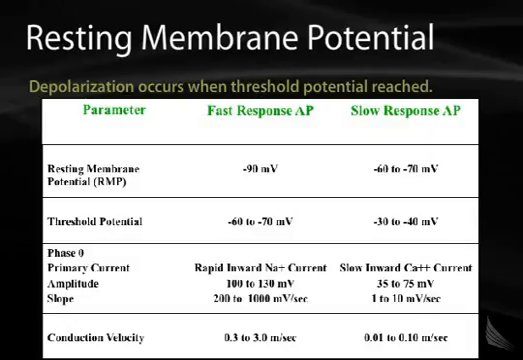This slide summarizes the resting membrane potentials, the threshold potentials, and the currents, as well as the conduction velocities of fast response tissues and slow response tissues. You can see that fast response tissues have a faster velocity, as you can see at the bottom of the screen. They have a higher amplitude. They have a higher slope. They have a more rapid current that's sodium dependent, not calcium dependent. And they have a lower threshold potential as well.